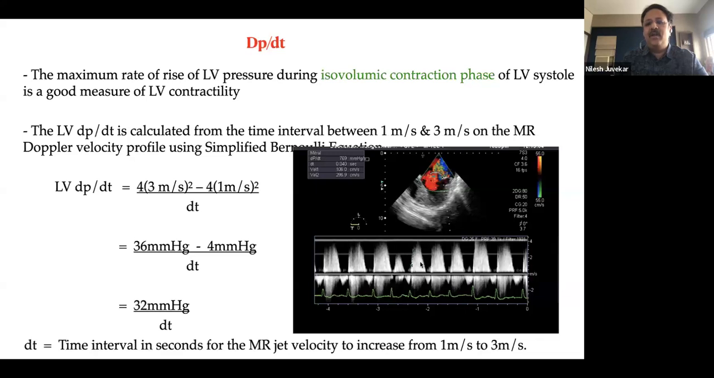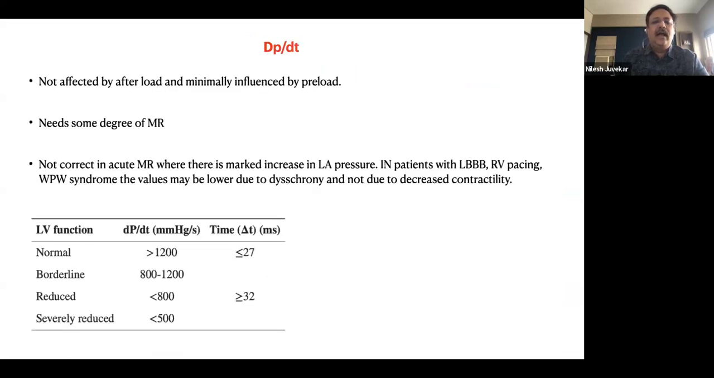In the presence of MR, we see from 1 meter per second to 3 meters per second, and this will directly give you the dP by dt. In some machines which are not very advanced, you can at least calculate the time from 1 meter per second to 3 meters per second, and then 32 divided by the dt gives the actual dP by dt. As I said, the disadvantage is that it needs some degree of MR. In the absence of MR, we cannot calculate dP by dt.